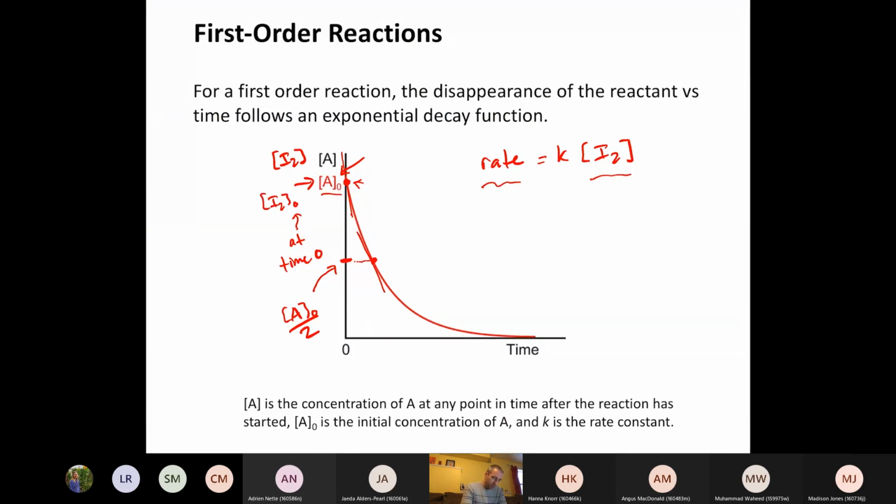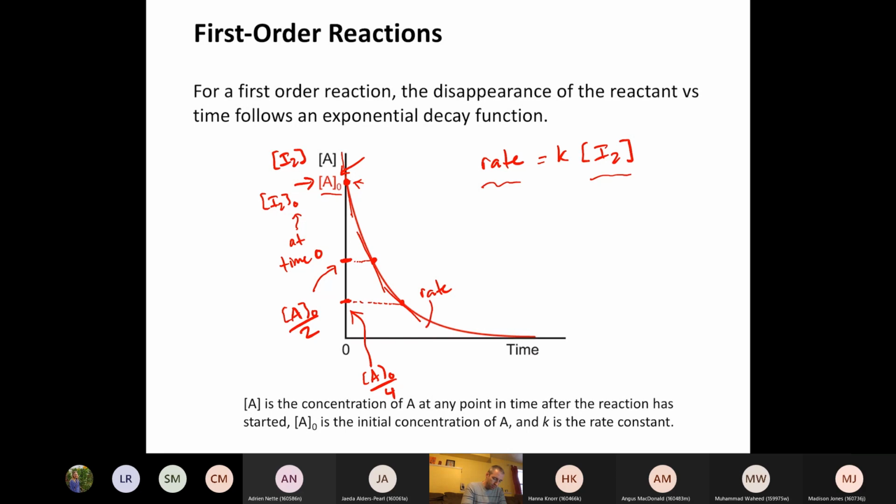If you go down again, let's say we go down to the reaction being 75% complete. That would be when the concentration is 1/4 of what it started out as. That might be this point right here, if you drop that over. Your tangent line here again.